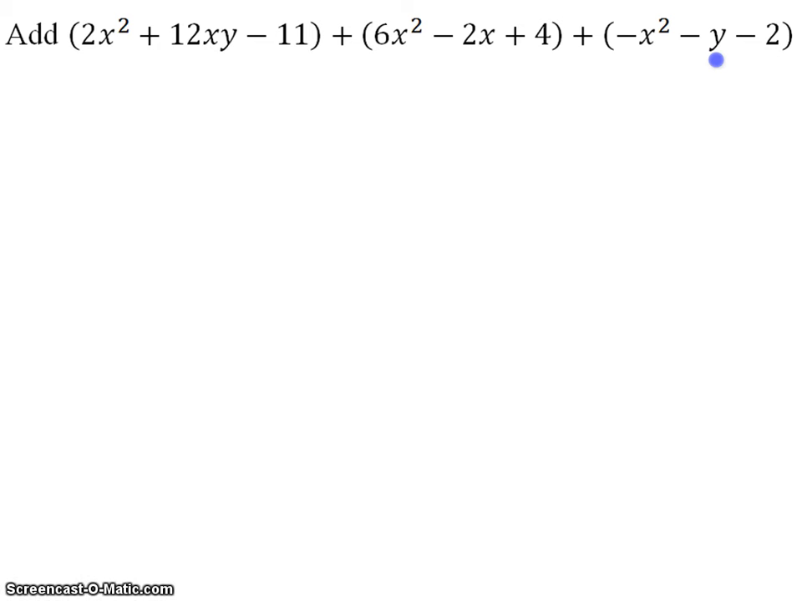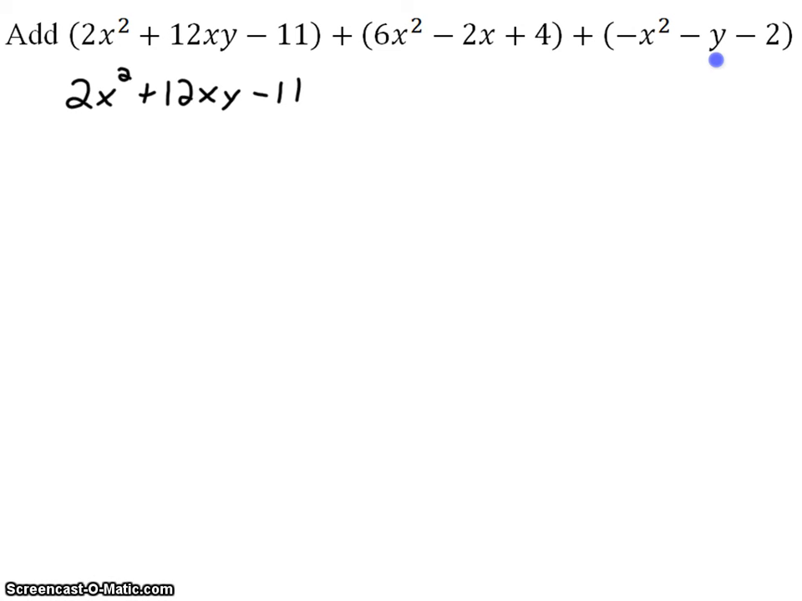Now, when you're adding polynomials, notice the plus sign in front of the parentheses. You could actually just drop the parentheses and rearrange any like terms. So, I could just rewrite this as 2x squared plus 12xy minus 11.